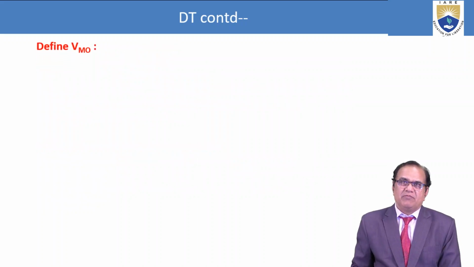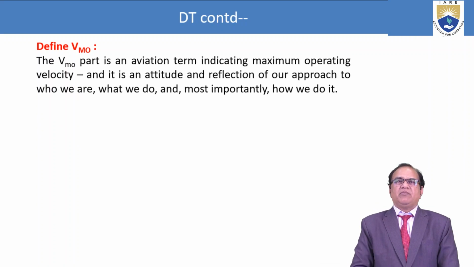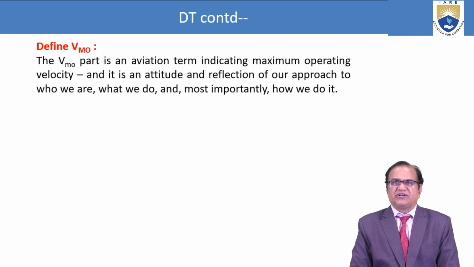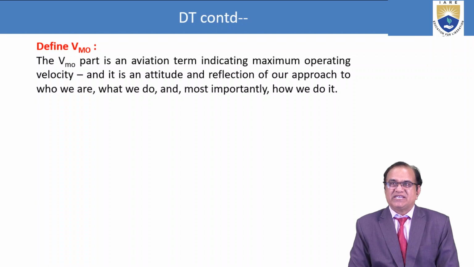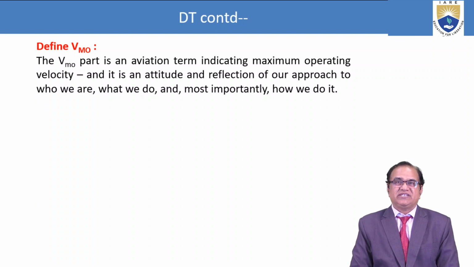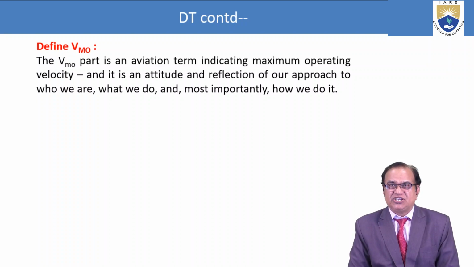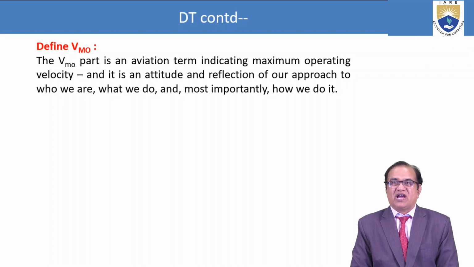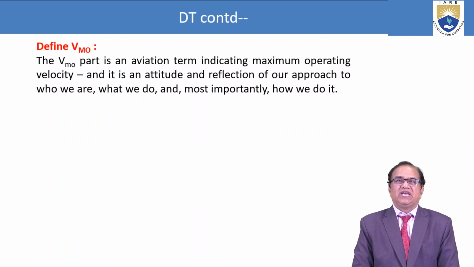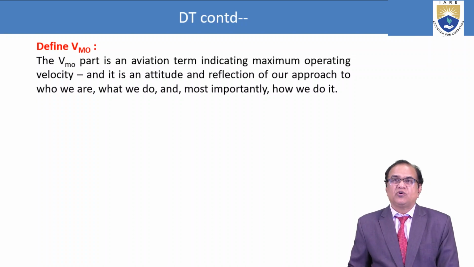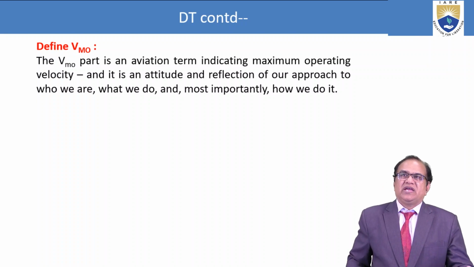Define VMO. VMO is the aviation term indicating maximum operating velocity, that is, MO means maximum operating velocity. So it is the maximum operating velocity of the aircraft.